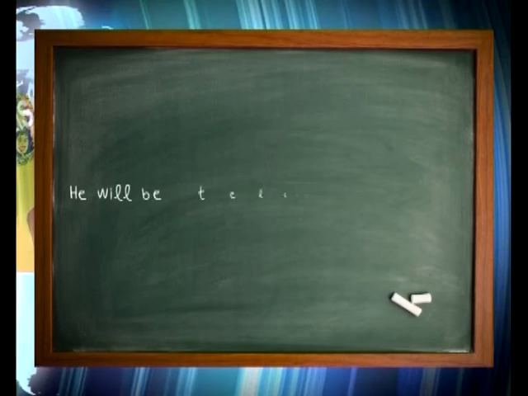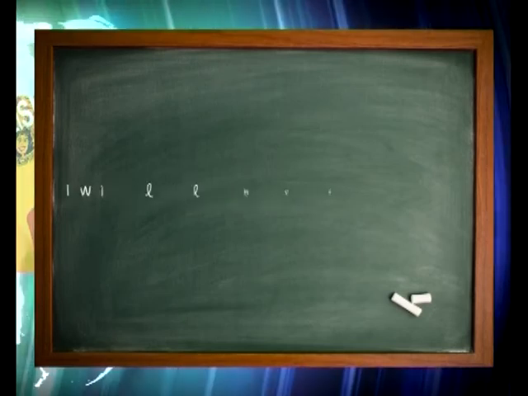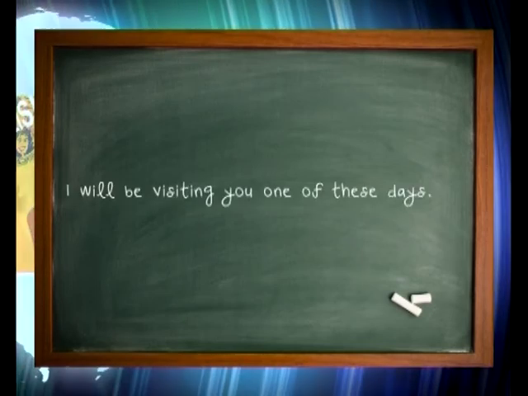He will be telephoning soon, and I will be visiting you one of these days. Again, same form, B plus ing form. Imagining something going on sometime in future. This tense is also used to predict the present. You see, something interesting? Future tense is being used to predict something that is going on now. So, it is used to predict the present, to say what we think or guess is probably happening now.